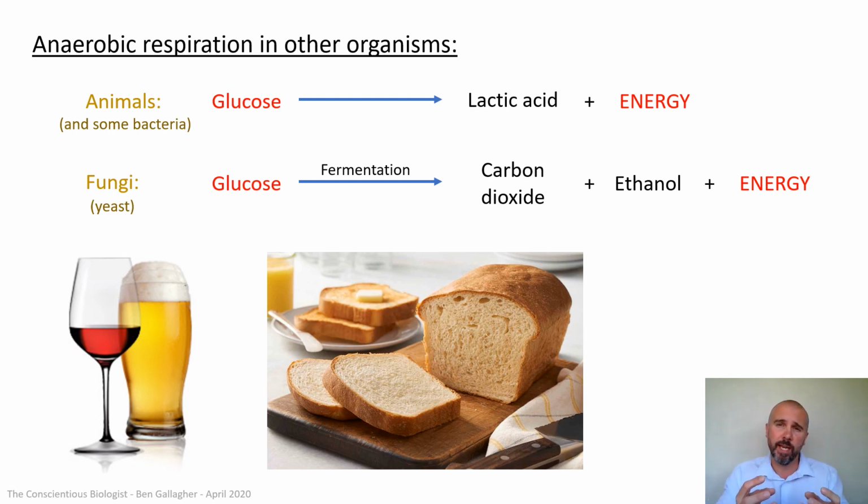And then when you cook it, those bubbles of carbon dioxide are what give you the nice bubbly light texture of bread. If you look at the picture of bread there, you can see the bubbles and the sort of air holes that are within it. So we use anaerobic respiration of fungi to make alcoholic drinks and to make bread. So those are two key examples of anaerobic respiration in other organisms.